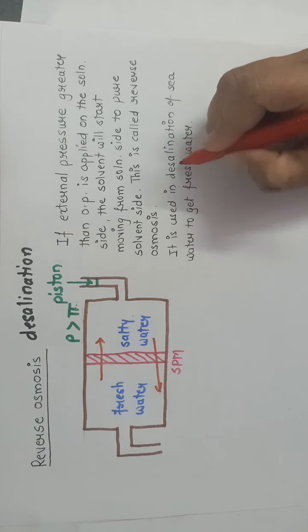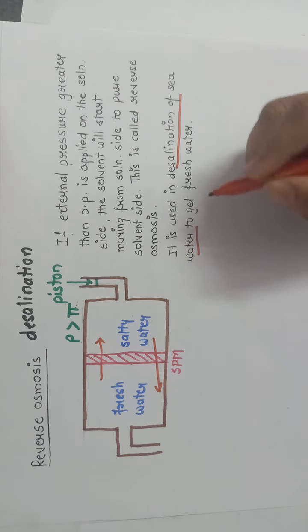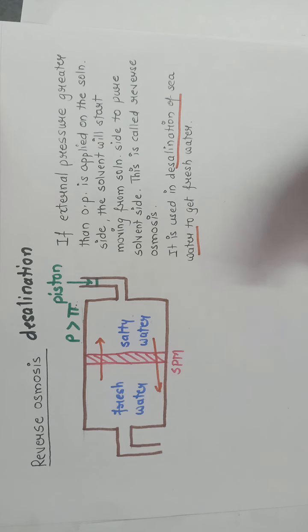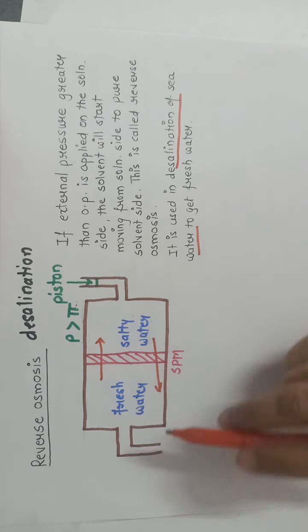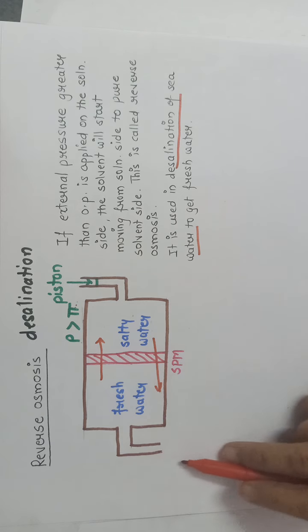Therefore, this is used for desalination of seawater. This is the principle behind RO, which is used at our home. The outlet is given so that fresh water can be taken out.